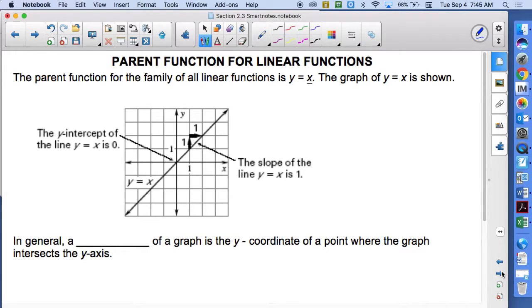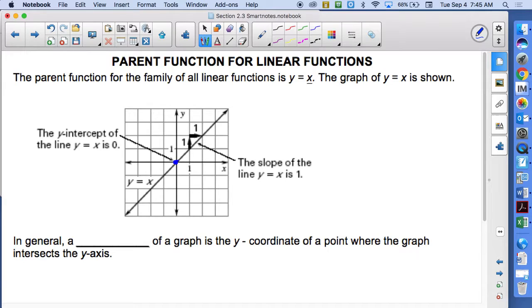So it has a y-intercept at the origin. It begins at the origin. And then its slope is just 1 over 1. Rise over run, 1 over 1. Because there's just a 1 in front of the x. There's not an extra number in front of that.